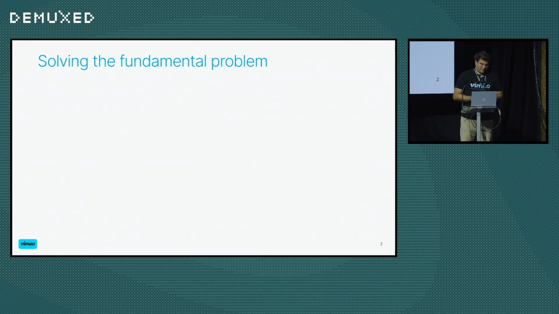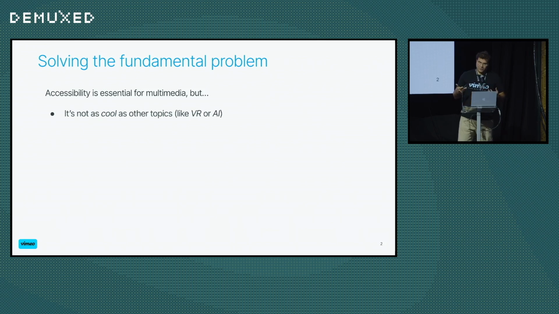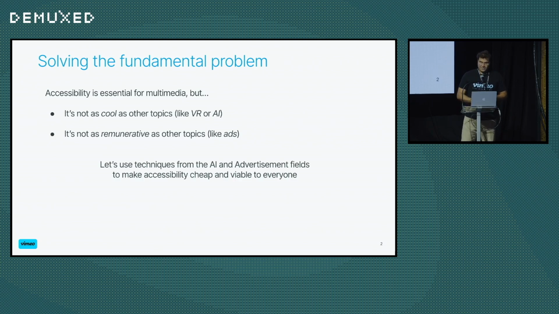The fundamental problem of accessibility is that we all know that it's an essential element for any multimedia application and program. However, it's not as cool as other topics like AI, for example, and it's not as remunerative as other topics like advertisement. So it's hard to get the proper investment to create something new in this space. My idea that I'm going to propose to show you today is using elements of both cool fields to create something new and innovative and cheap for everybody in 3 minutes.